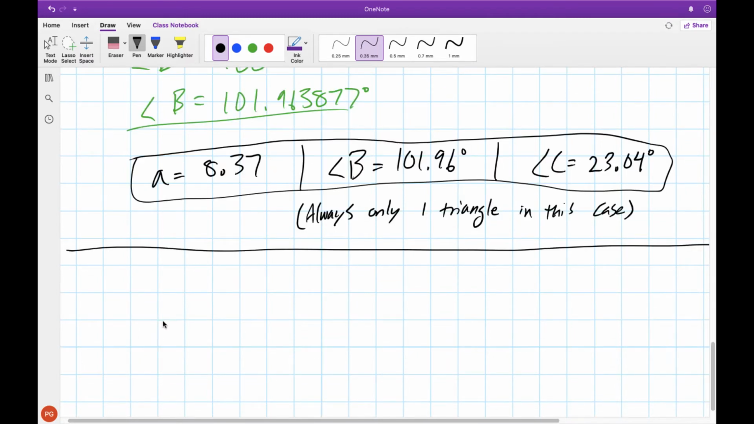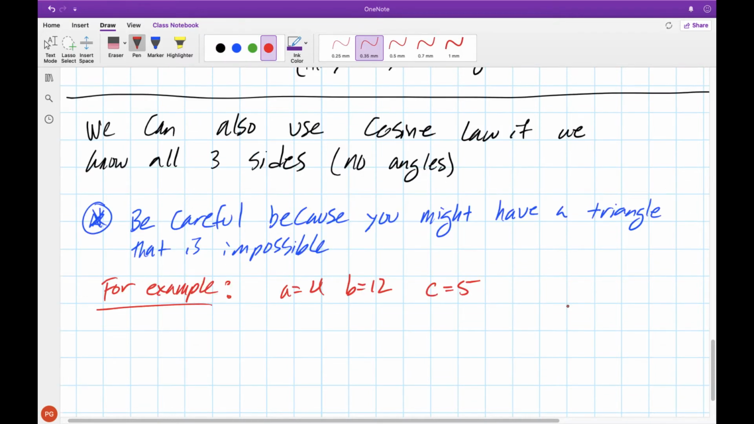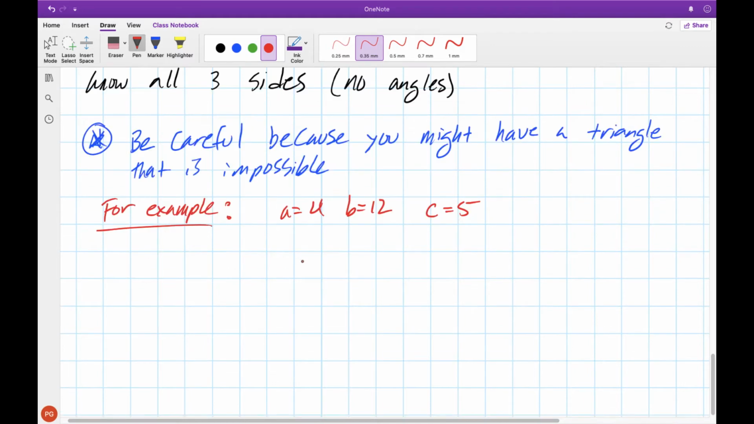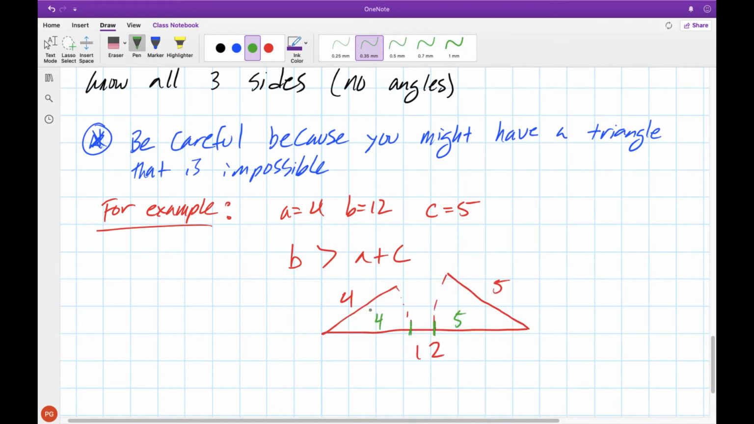We can also use the cosine law if we know all 3 sides but none of the angles. However, we do have to be careful, because if we are given 3 sides, we might end up with a triangle that is impossible to form. For example, this one right here. If you notice, our side B is bigger than our other 2 sides put together, which we learned before can't form a triangle. Because these 2 sides are too short to touch, even if we lay them flat against our third side, there's no way we could form a triangle where these 2 are at an angle from our side here of 12.